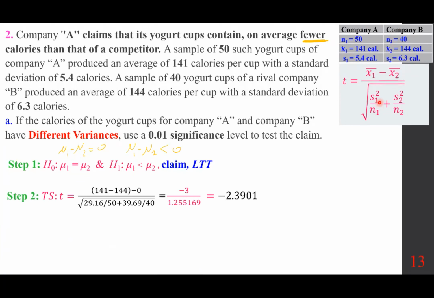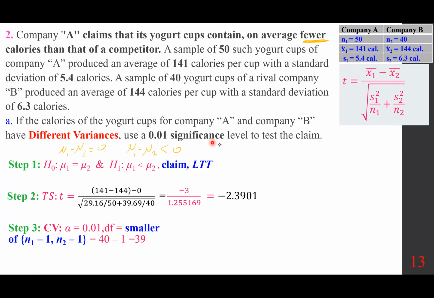Do the math. Your test statistic is negative 2.3901. Now, the next step is to find the CV, the critical value, where alpha is 0.01. And so what is the degrees of freedom? If you want to go with the table, without the technology, you have to use the smaller of the two, which means this one is 50 minus 1, 49. This one is 40 minus 1, 39. And between the two, you choose 39 and look up the table.